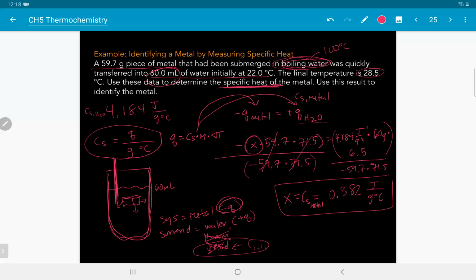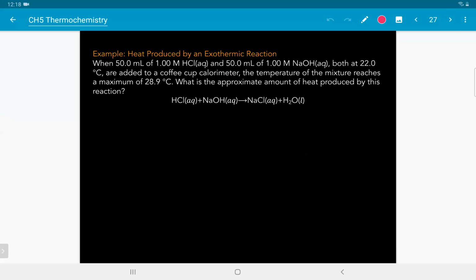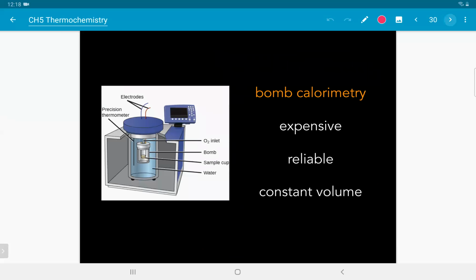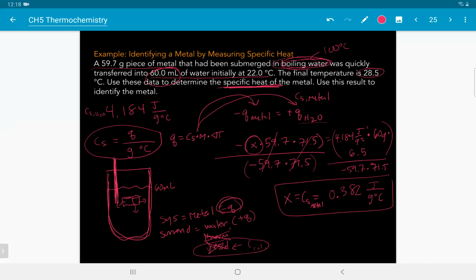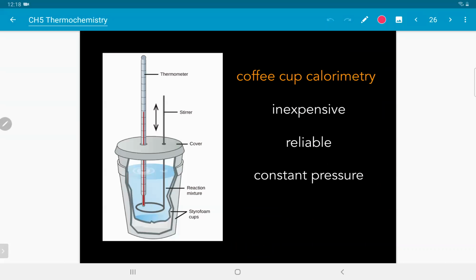So then, if you can use the result to identify the metal, there's a table in the book. I think it's on my next slide. Did I put it in here? No, I didn't. All right, well, there's a table in the book you can compare your value to and see what metal it is based off the specific heat capacity.